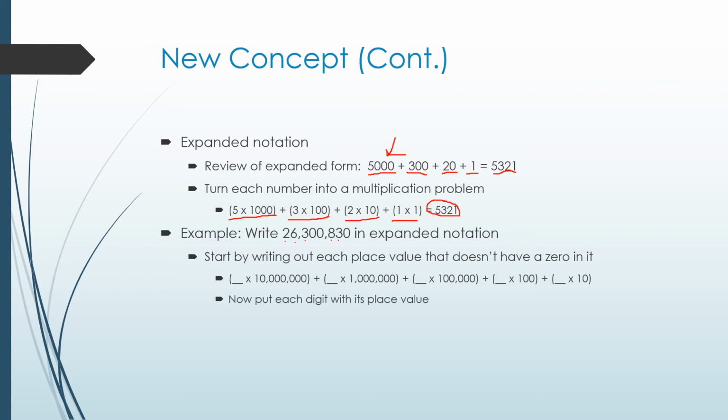Then we're going to just put each digit with its place value. So I'm just going to put a 2 here, a 6 here, a 3 here, an 8 here, and a 3 here. And that would equal my 26,300,830 if you were to do all of these multiplications and add the answers together.